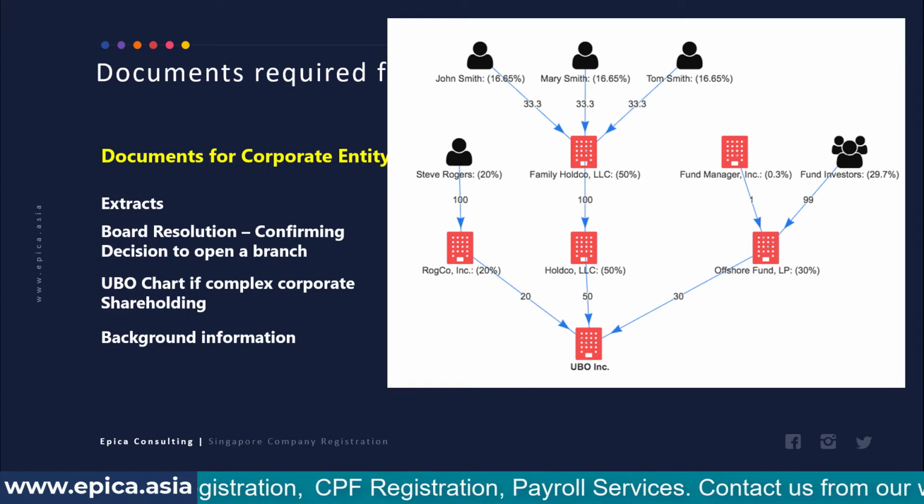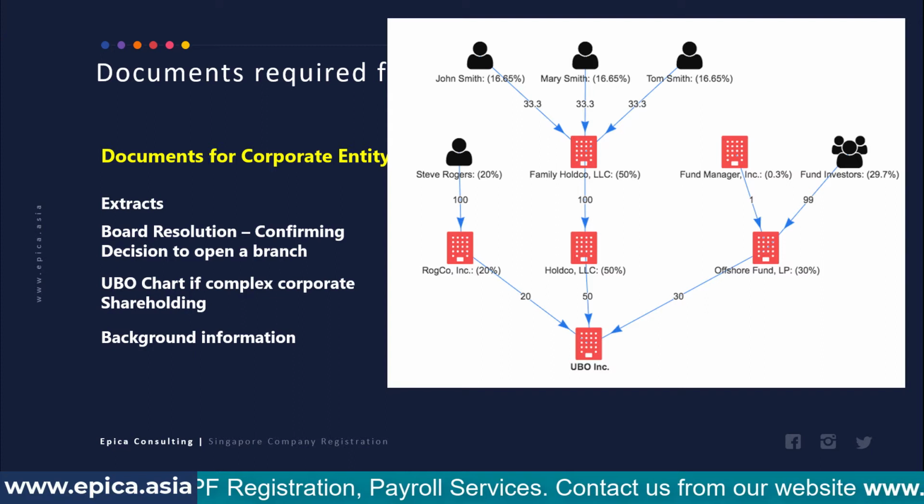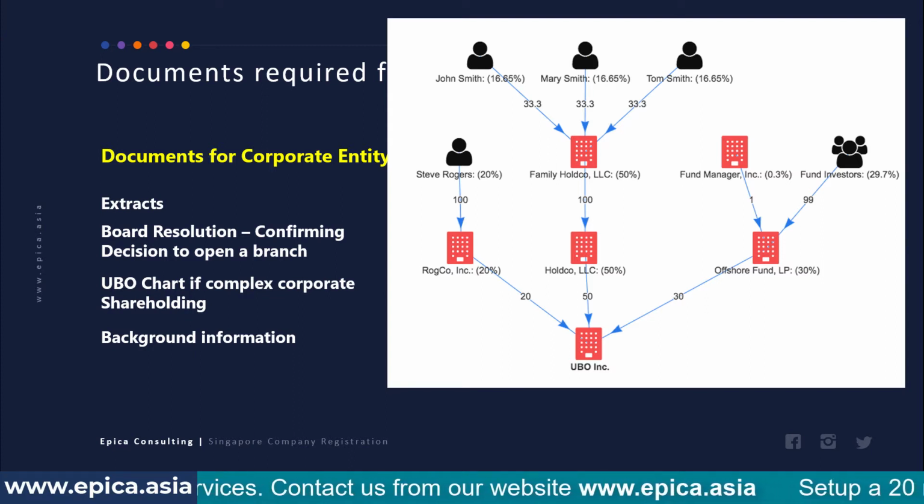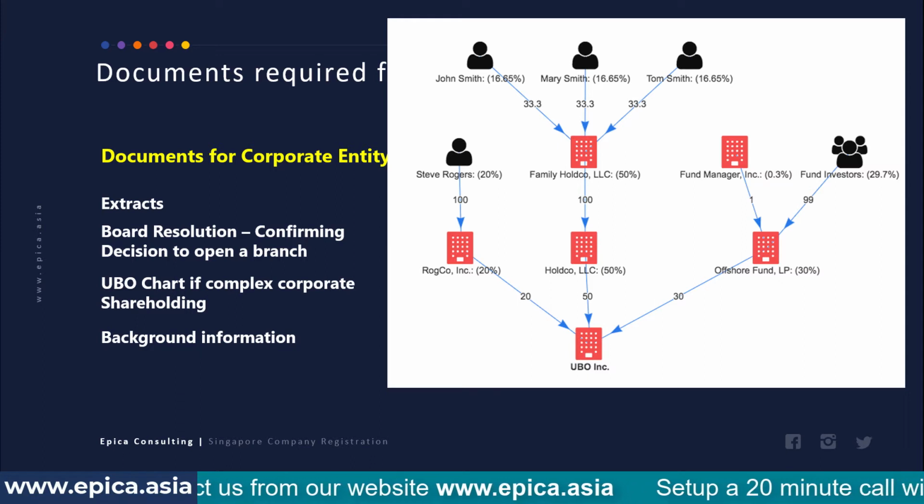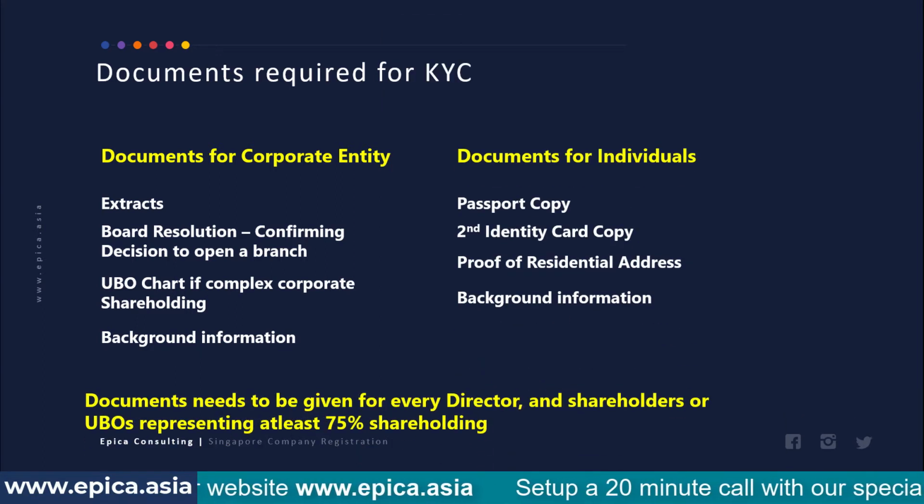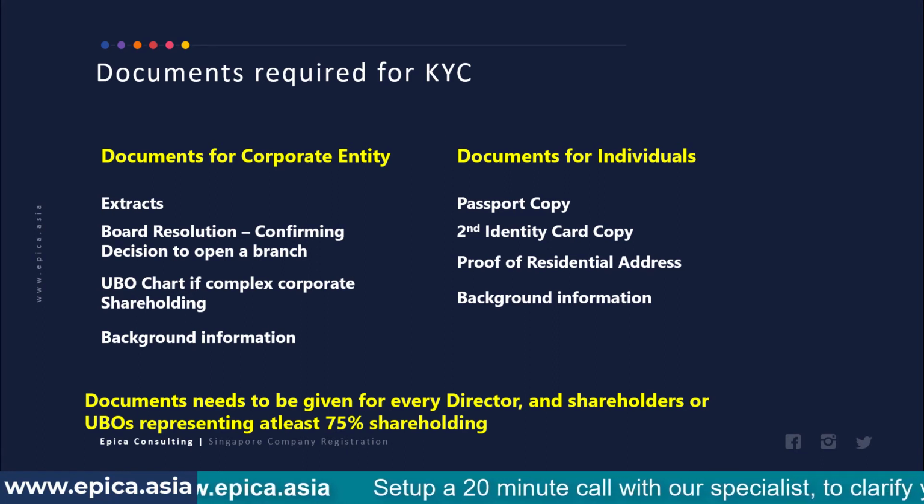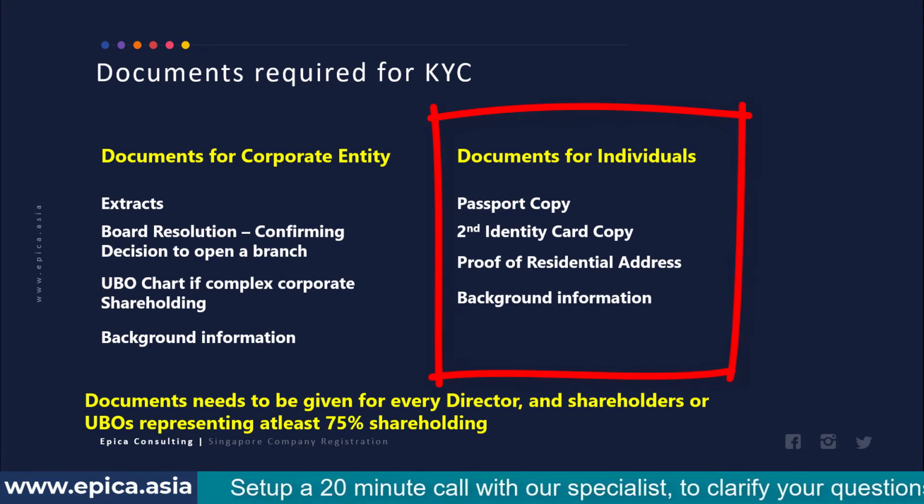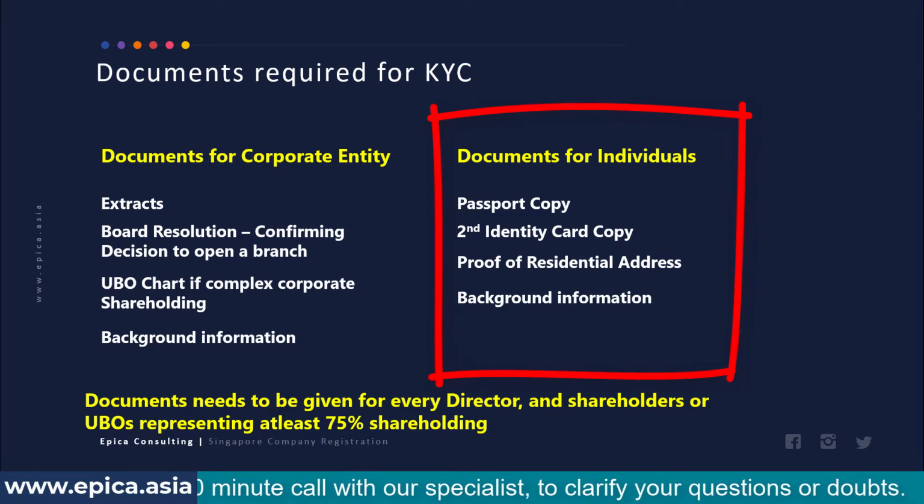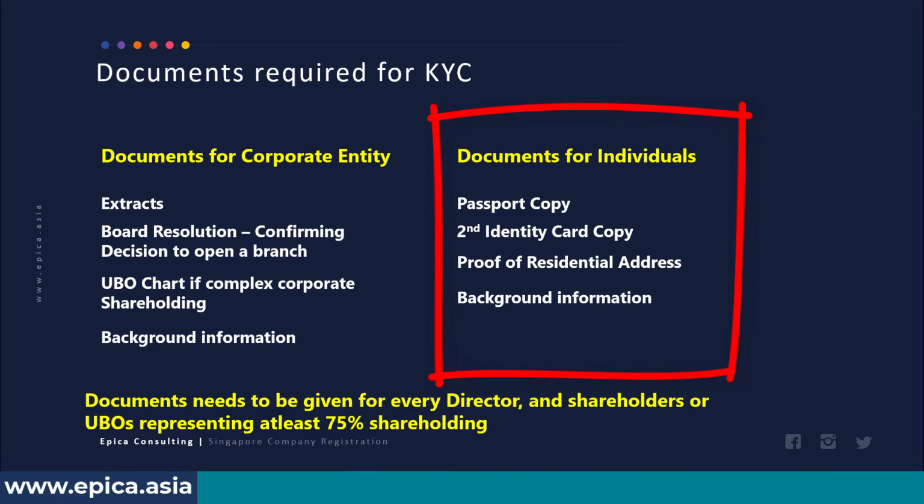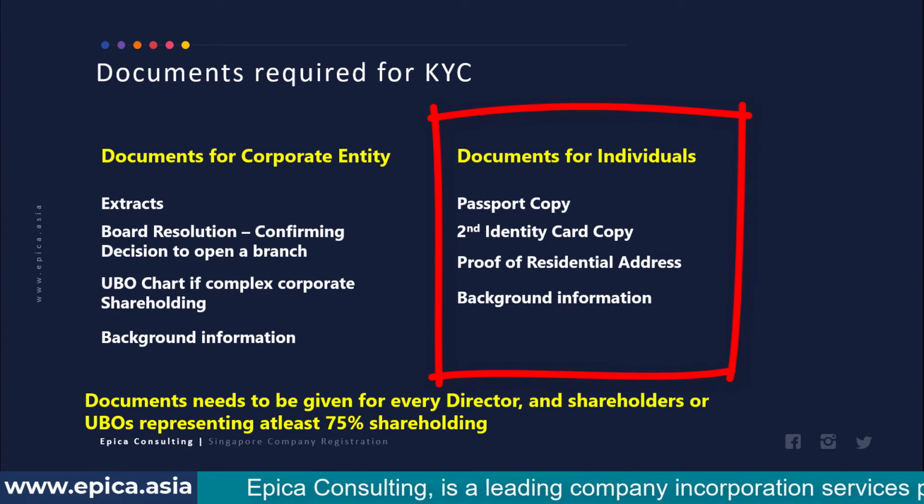Then there will be a CDD form which will collect information about what your company is doing and what the branch is intended for. This background information will be required. Once this information is obtained, for every person who appears as a director of the parent company, and every shareholder or UBO identified, meaning all the people who make up at least 75% shareholding, we need the documents listed on the right-hand side under the heading documents for individuals.